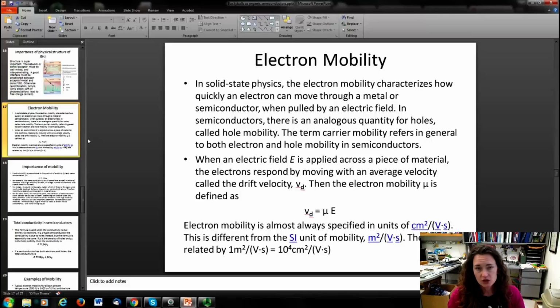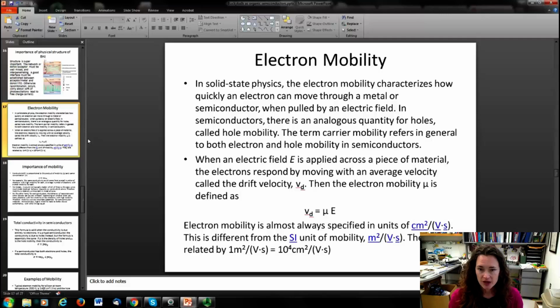Now, what is this? Well, in solid-state physics, the electron mobility characterizes how quickly an electron can move through a metal or a semiconductor when an applied electric field is there. In semiconductors, there's an analogous quantity for holes called hole mobility. So you have two mobilities, basically, for an intrinsic semiconductor like silicon. You've got your electron mobility and your hole mobility. And the term carrier mobility will in general refer to the combination of those two, combining the electron and the hole mobility.